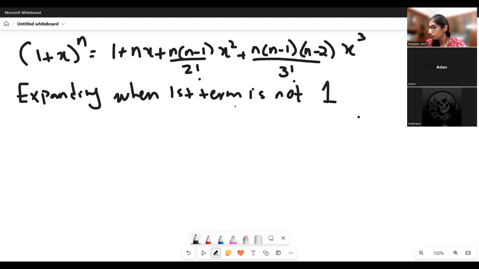Okay. So first question is 2 upon 2 minus x. You have to apply binomial expansion.